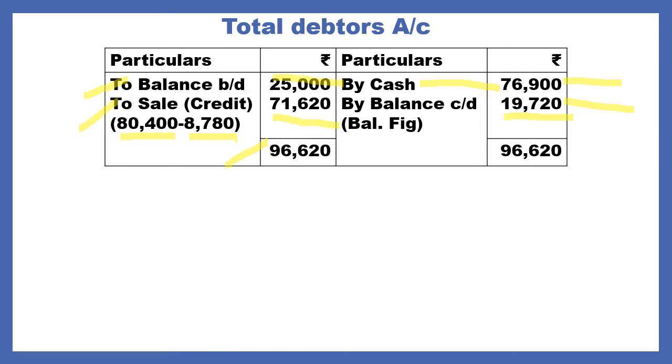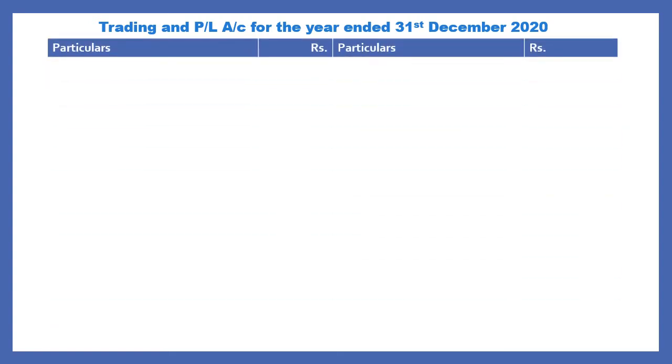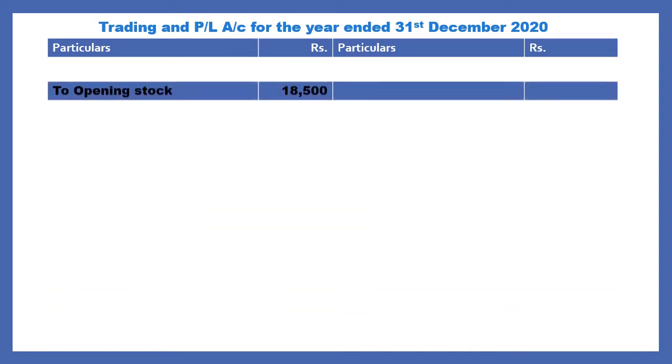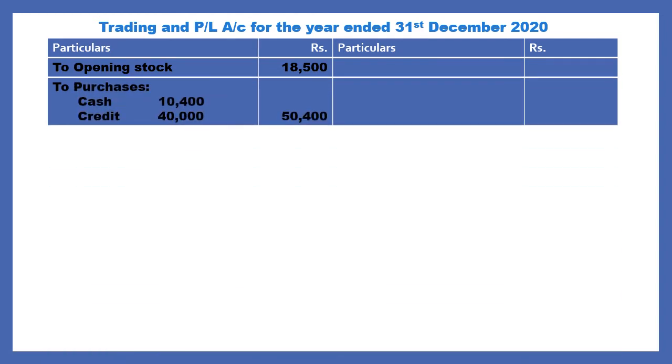Now we have finished with the four statements or four ledger accounts. One is creditors, balance sheet, debtors and cash account. Next, preparation of trading and profit and loss account for the year ended 31st December 2020. So columns required: particulars, rupees, debit and credit if necessary. So first one, to opening stock 18,500. Next, to purchases, cash purchases 10,400, credit purchases 40,000, total purchases 50,400.